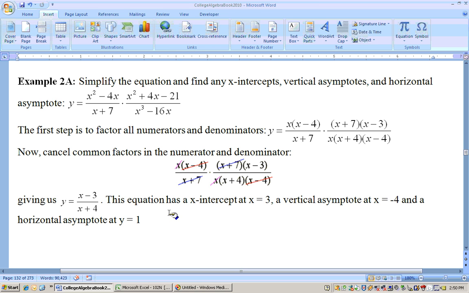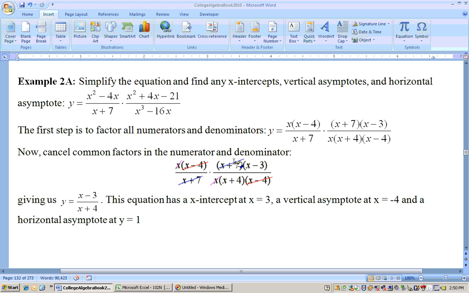Now at this point, this equation has an x-intercept at 3, 0 because you set the numerator equal to 0. It has a vertical asymptote at x equals -4 because you set the denominator equal to 0 to find your vertical asymptote. It also has a horizontal asymptote at y equals 1 because you look at the powers: the numerator is to the first power and the denominator is to the first power, and if they're both to the first power, you just look at your leading coefficients, which are 1, and 1 over 1 is 1. So that's what the horizontal asymptote is.